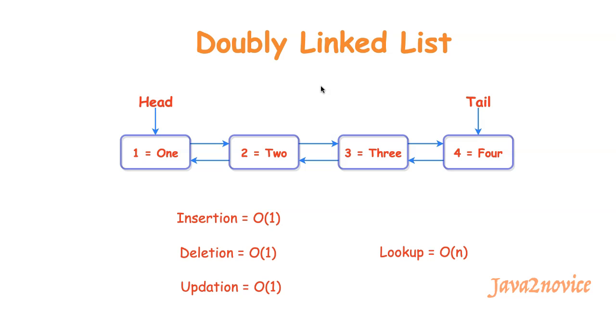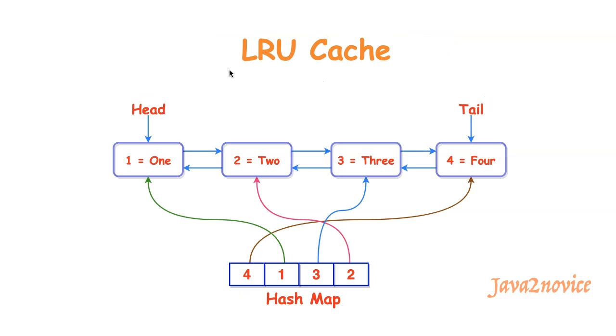In order to achieve the LRU cache constraints, we will use both data structures together. So in our implementation of the LRU cache, we will have both a hash map and a doubly linked list together.